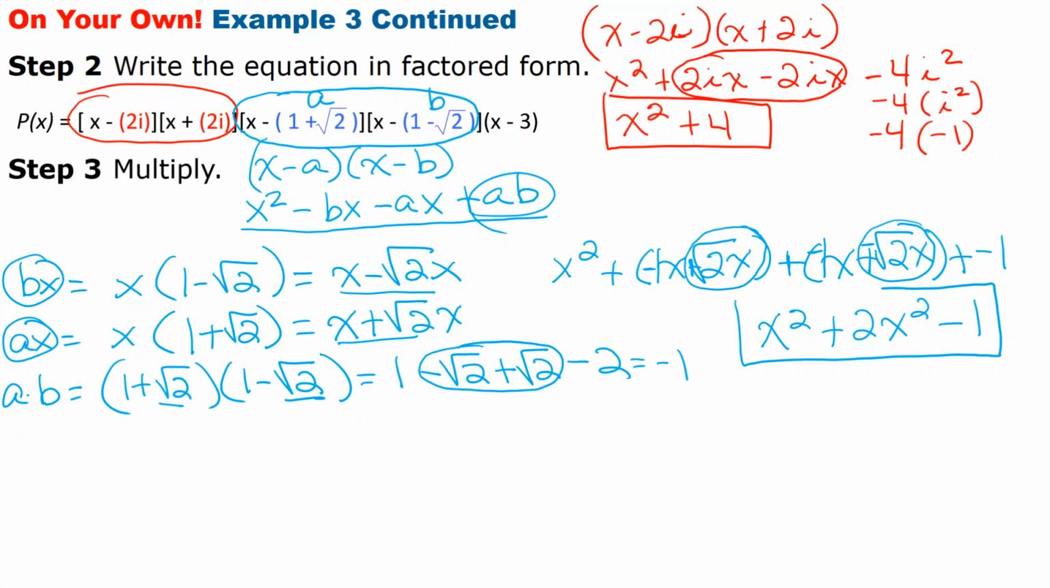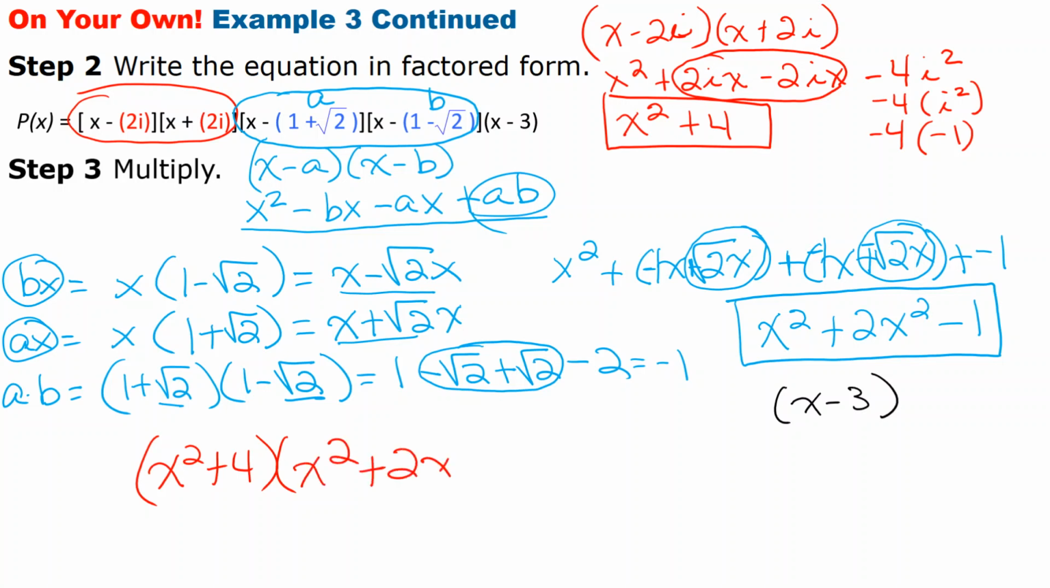So that is our next part. And our last part is just simply x minus 3. Okay, so I have to multiply all three of these parts together. So I'm going to take my x squared plus 4, and I'm going to have to multiply that by the x squared plus 2x minus 1, and then I'm going to have to multiply all that by my x minus 3. Okay, so let's do that on the next slide.